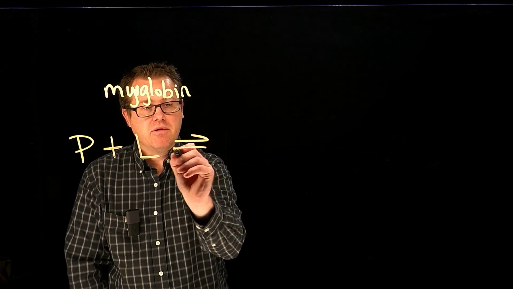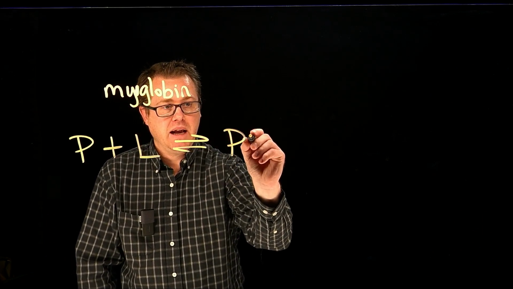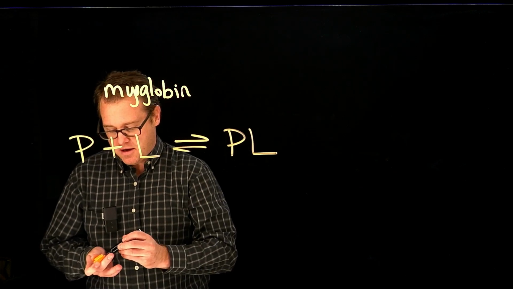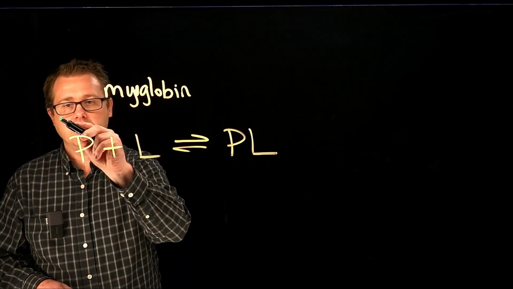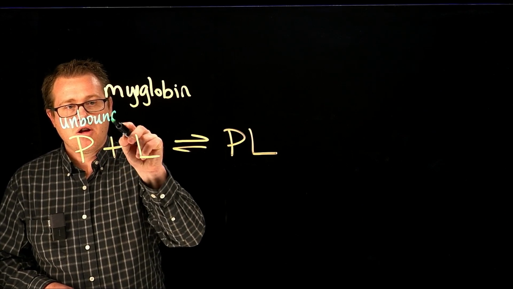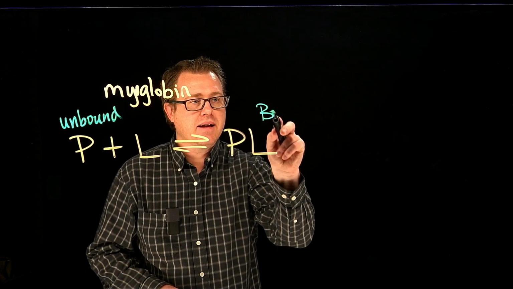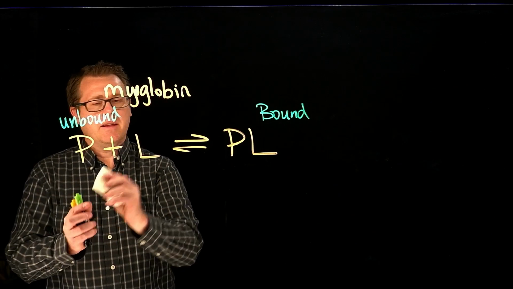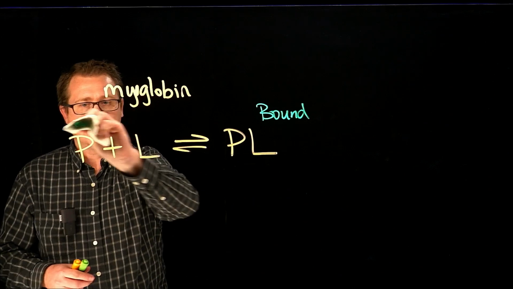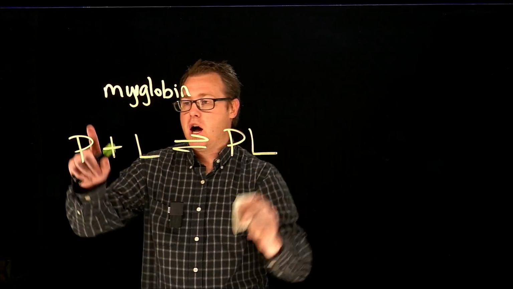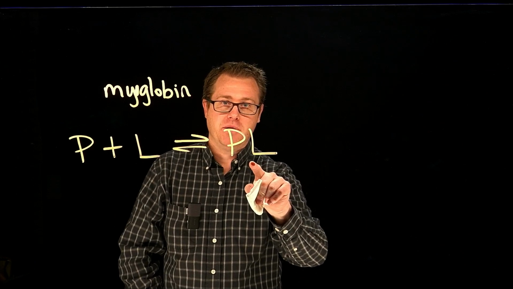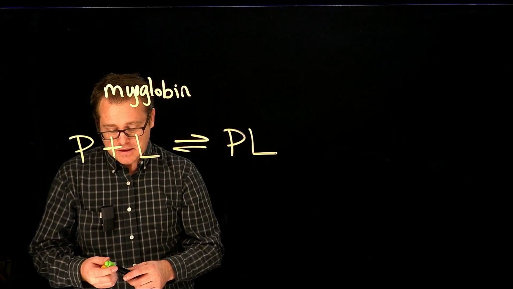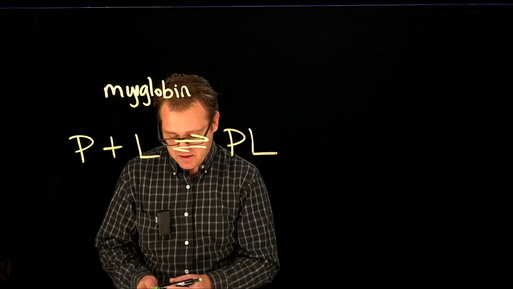That's going to be an equilibrium process where you have the protein that is bound to the ligand. So what we have here is unbound on this side and bound on this side. Or, the way the text says it, we have unoccupied and occupied. That's another way of referring to it. Now we have this equation right here.